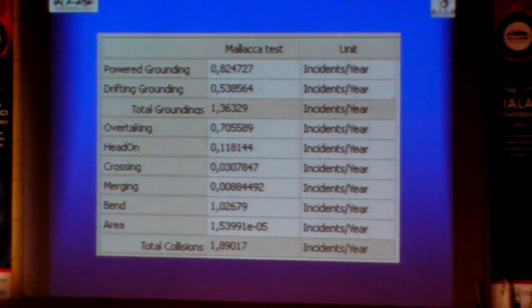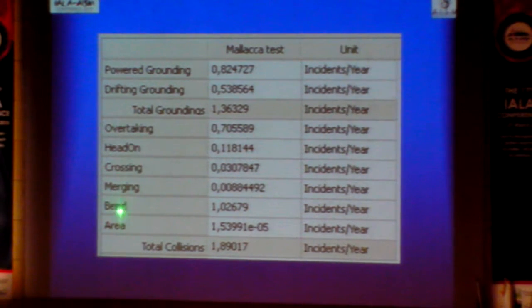Then you hit a button. Once you have made the model, you get a result like this, which tells you that you may expect 0.82 powered groundings in this area. One every 2 years, drifting groundings, total groundings of 1.36. Different types of collisions: overtaking, head-on, crossing, merging, bend, and area, which is hitting a small vessel in the area, totaling about 1.89 in this case.